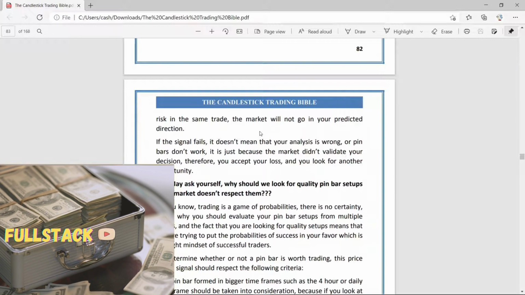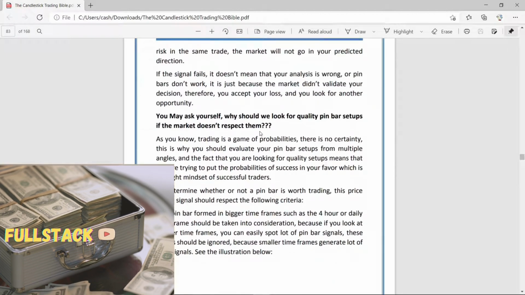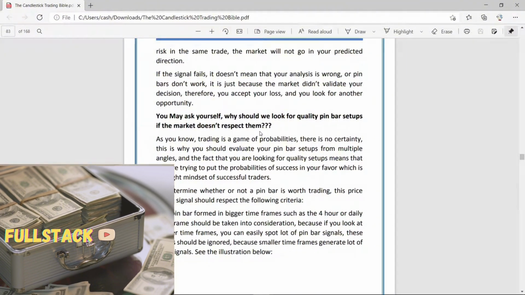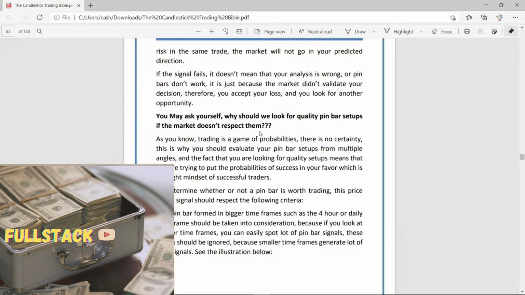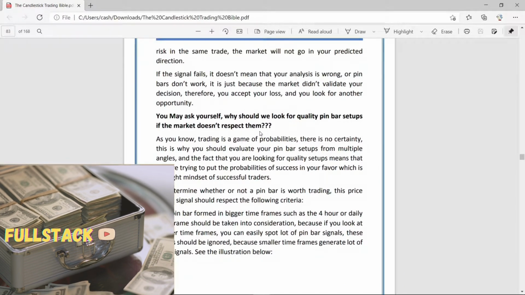Of course, you're not a robot, you're gonna make mistakes. But if you're disciplined 95% of the time, you're gonna come out successful. So you may ask yourself, why should we look for quality pin bar setups if the market doesn't respect them? As you know, trading is a game of probabilities and there's no certainty. This is why you should evaluate your pin bar setups from multiple angles. And the fact that you're looking for quality setups means that you're trying to put the probabilities of success in your favor, which is the right mindset of successful traders. Meaning that every time you get onto the charts, if you put in your maximum effort every single time, eventually you're going to find a winning formula and you'll be able to become profitable much faster.